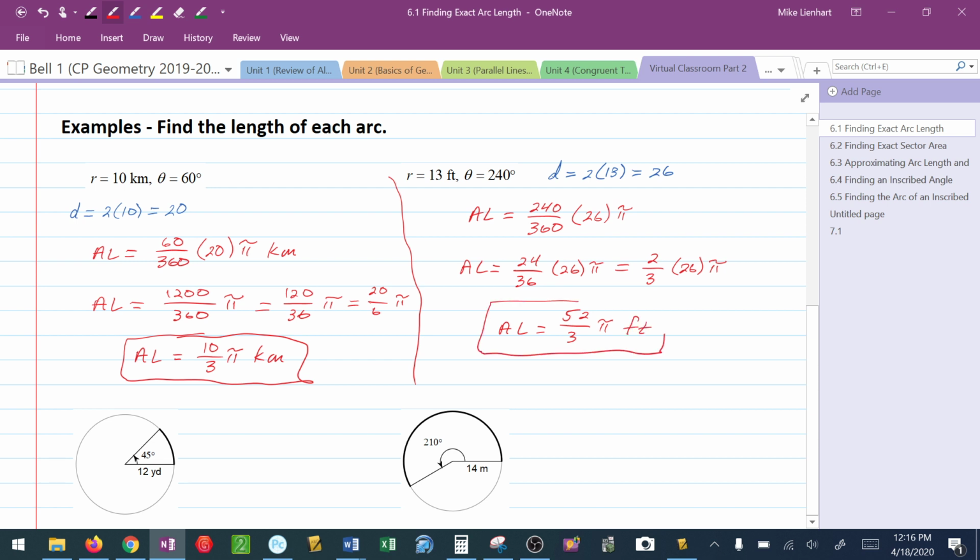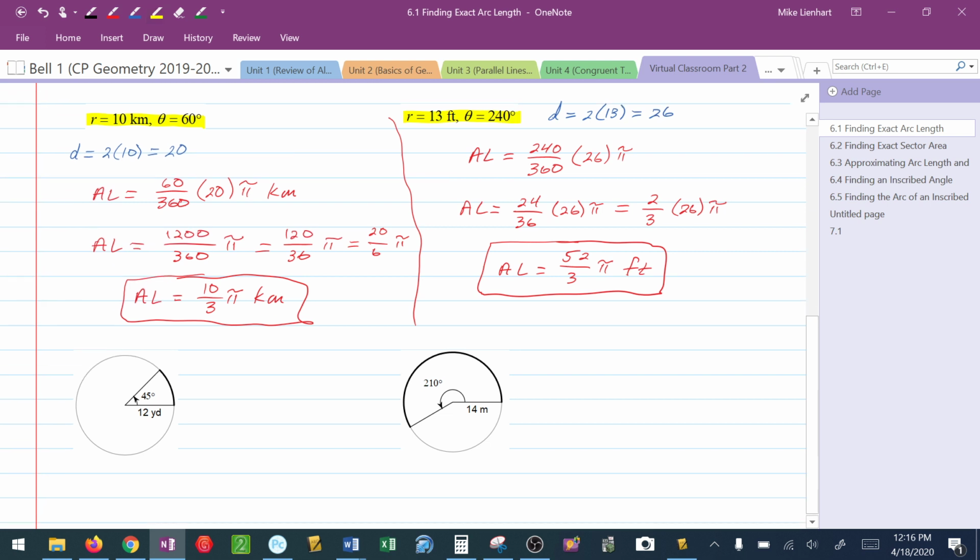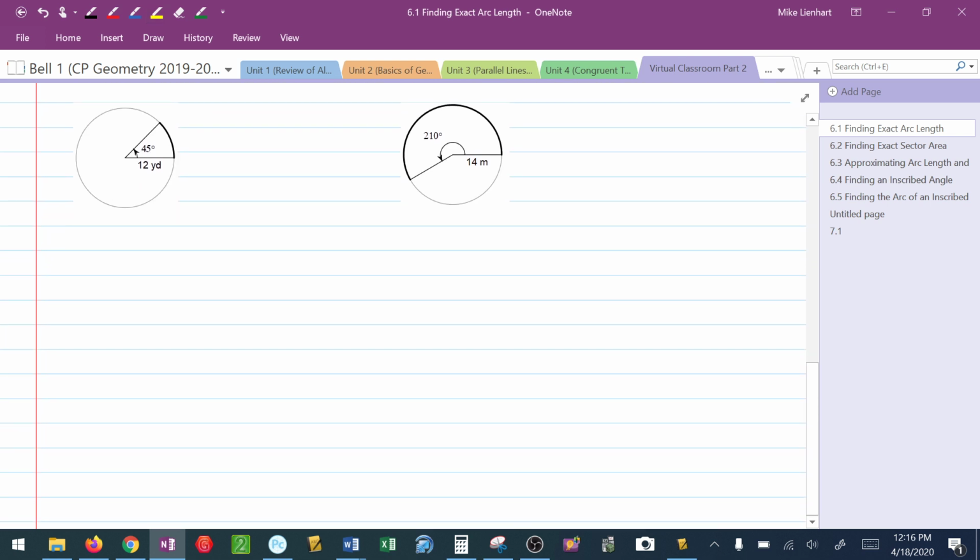So one way that they can give us problems involving arc length is they give us the information of the radius and theta. The other way that they could give it to us would be in a picture. All right. In this picture, here's what I know. I know that theta is 45 degrees. I know that the radius is 12 yards, which means that the diameter must be 2 times 12, or 24.